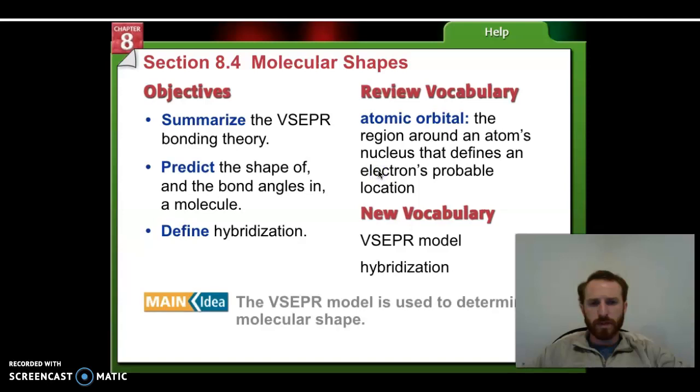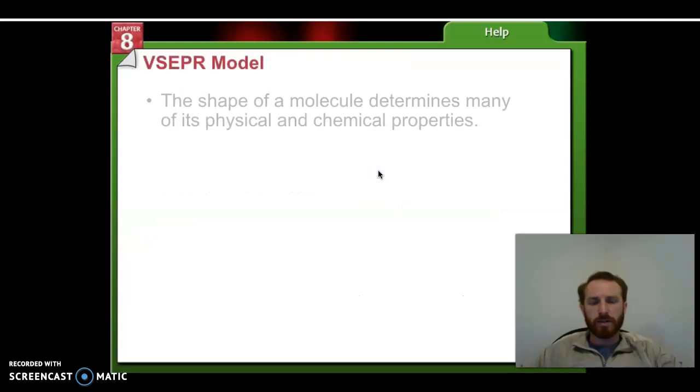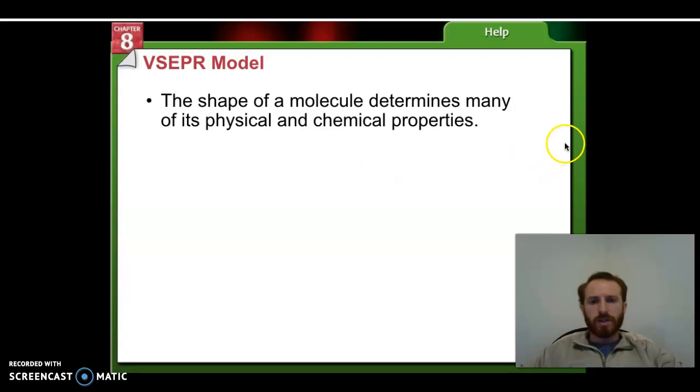Okay. So the VSEPR model is used to determine molecular shape. So we're going to talk about what that is. You did a lab on this with balloons. I believe you were in class for that, but you probably didn't get to really get through the information well and feel confident in it. So I won't go over this anymore. So the shape of a molecule is going to be determined by physical and chemical properties.